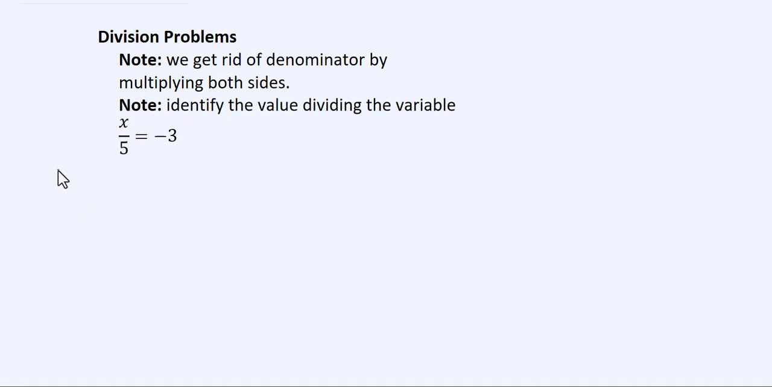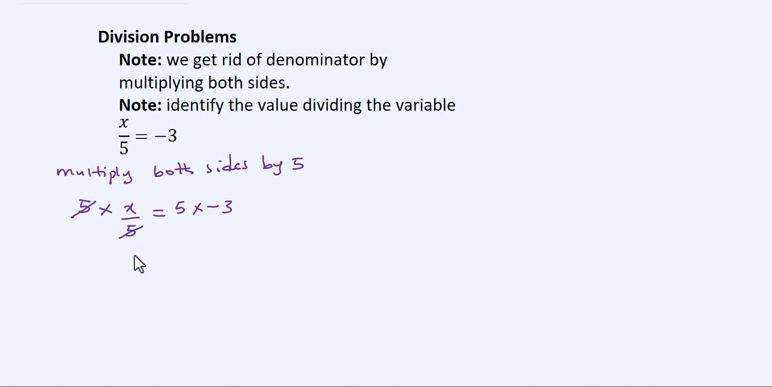So here we have, okay, let's say multiply both sides by 5, such that we'll have 5 multiplied by x over 5 is equal to 5 multiplied by negative 3, that is minus 3. 5's cancel out and x is standing alone. 5 times minus 3 gives us what? Minus 15. We are done. So it's actually very simple.